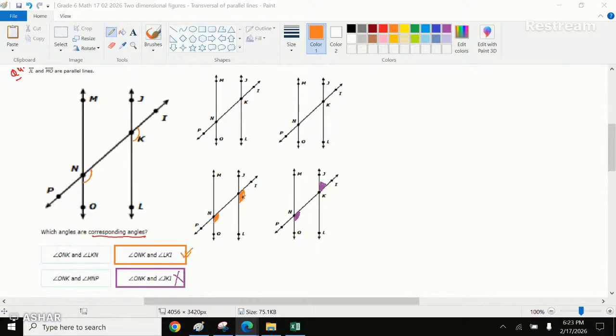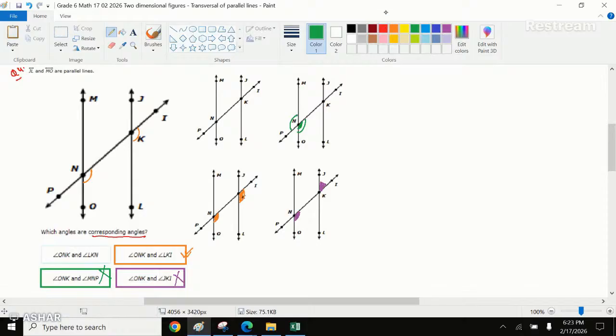Princely, do we agree? Peace? If we look at the remaining angles, we would see that those are not corresponding. Why? ONK and MNP are not corresponding because they are vertically opposite angles, right?